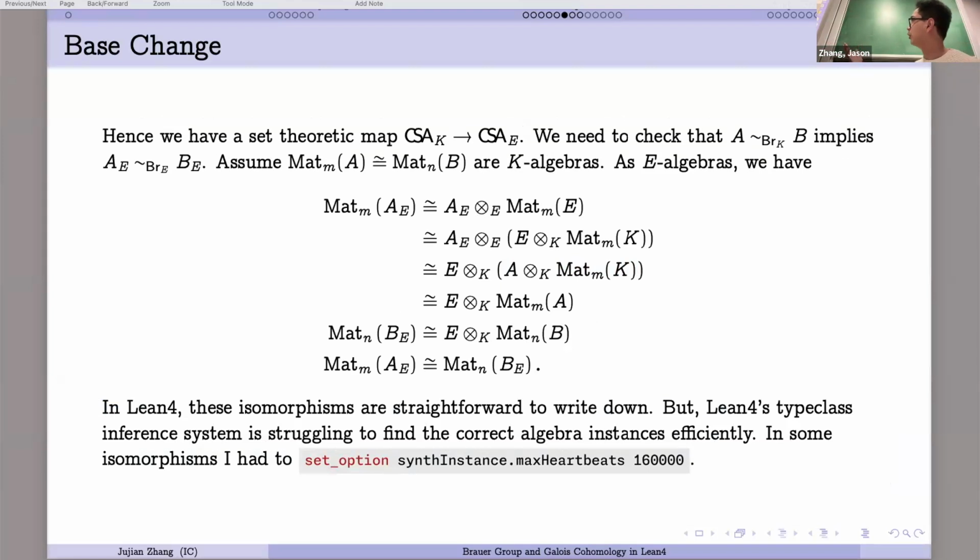And in Lean 4, all these isomorphisms are doable because we have very nice universal properties. It's just that for some reason the class instance seems to be struggling a little bit. So the highest I go is this 1.6 million or 16? Yeah, I lost count. But anyway, Lean can search this eventually. You just need to make a cup of tea and wait for it to do that.